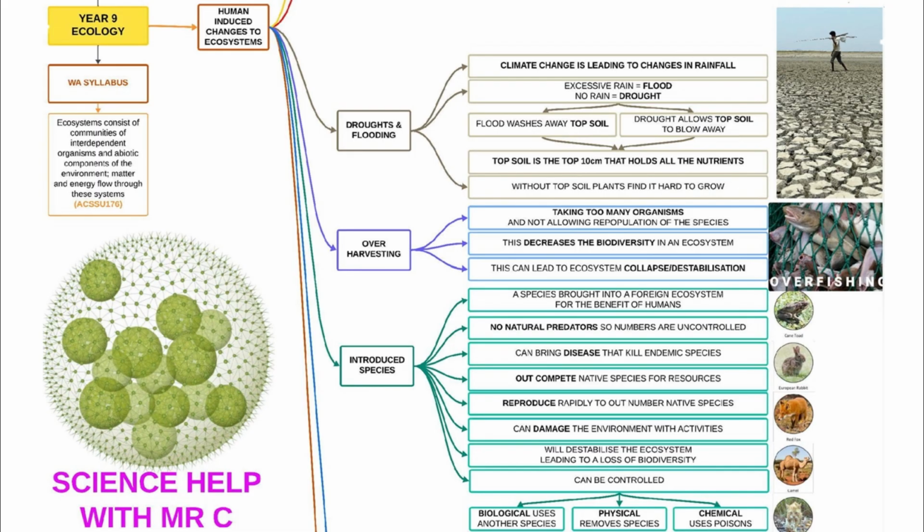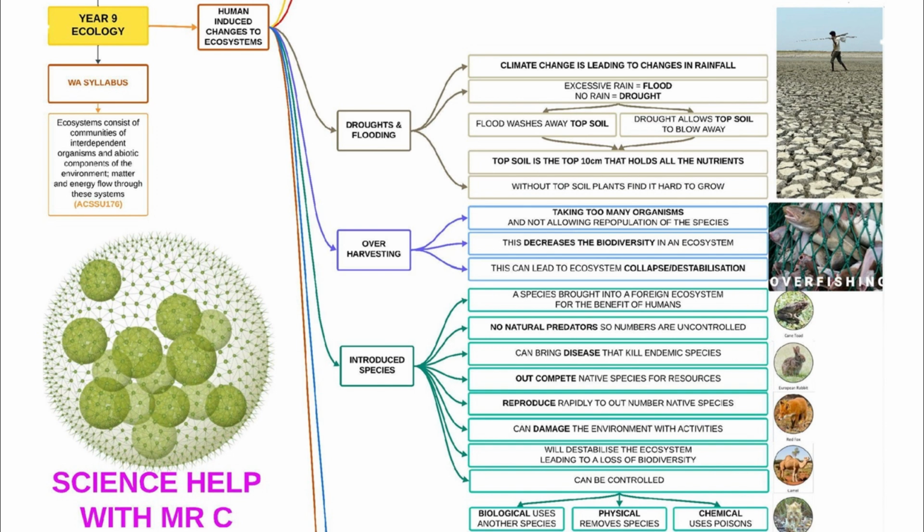Now, next we're moving on to droughts and flooding. Climate change is leading to changes in rainfall. Floods wash away the topsoil, and a drought allows the topsoil to blow away in the wind. The topsoil is the top 10% of the soil that holds all the nutrients. Without topsoil, plants find it very hard to grow.